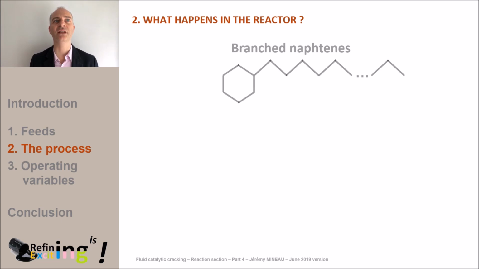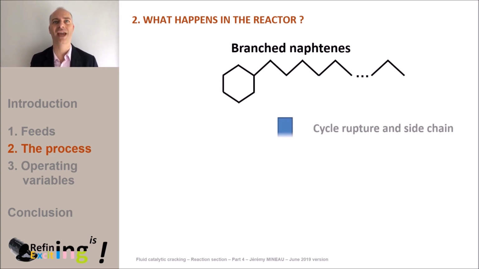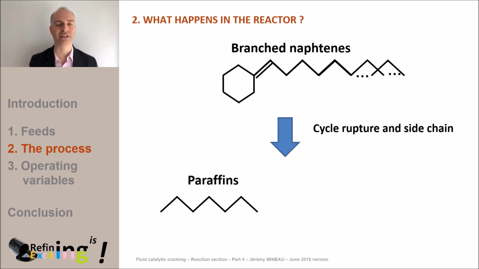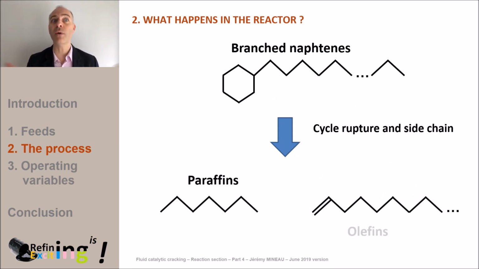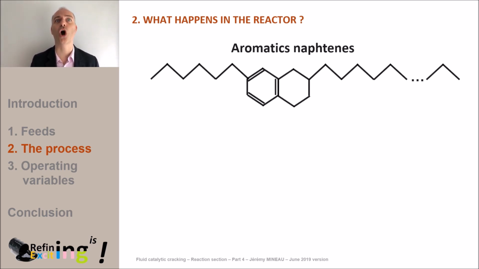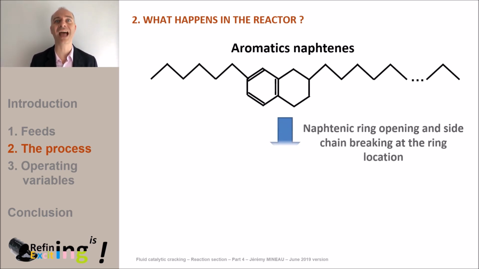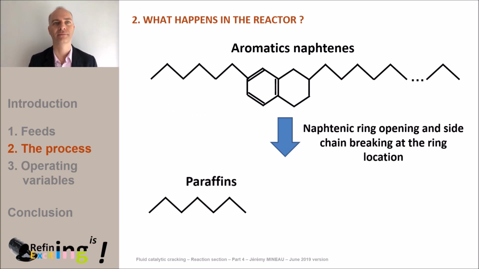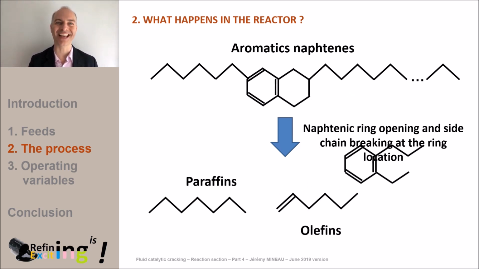The branched naphthenes will also crack at the ring location. This results in the formation of paraffins and olefins. We will also have the formation of aromatic molecules. The naphtheno-aromatic molecules will undergo an opening of the naphthenic ring and a breakdown of the side chains along the aromatic ring. This will lead to the formation of paraffins, olefins, and aromatics.